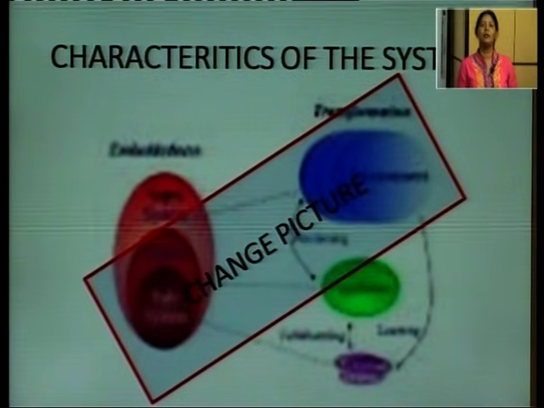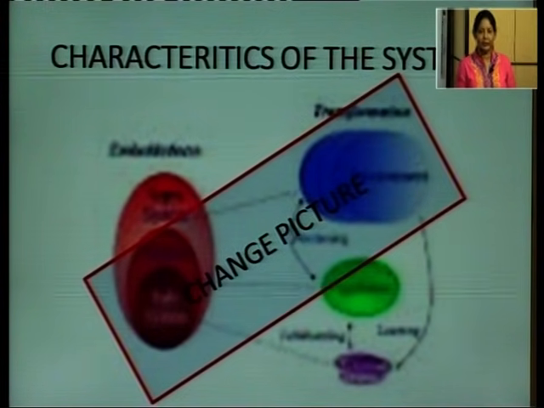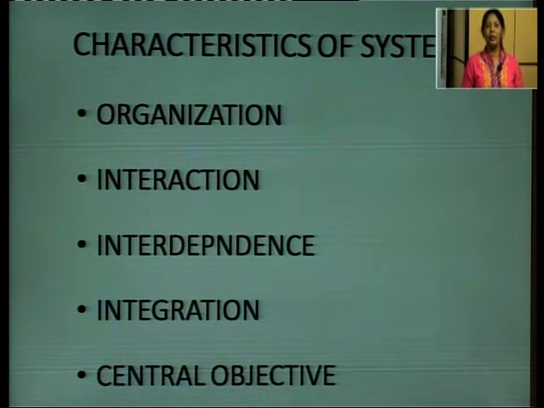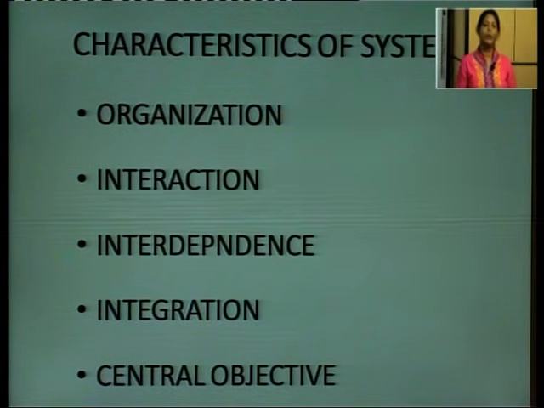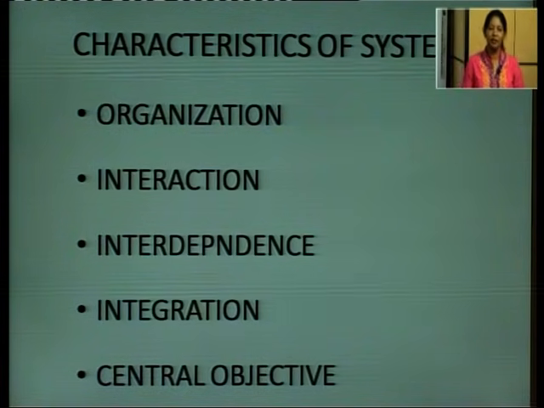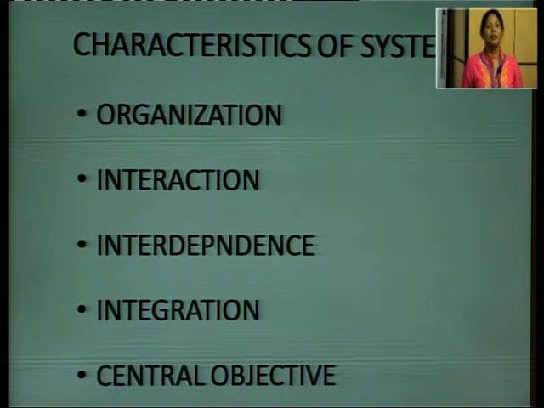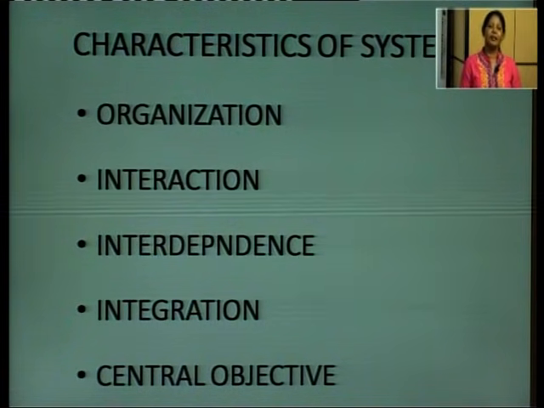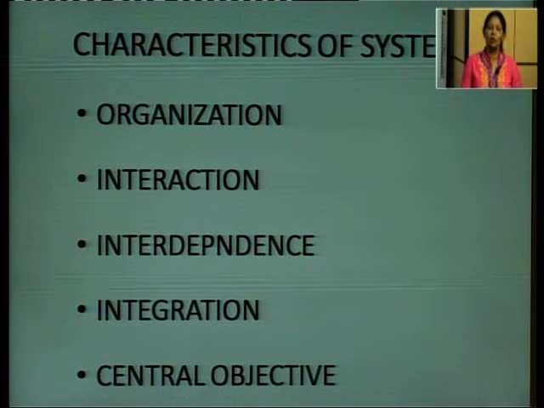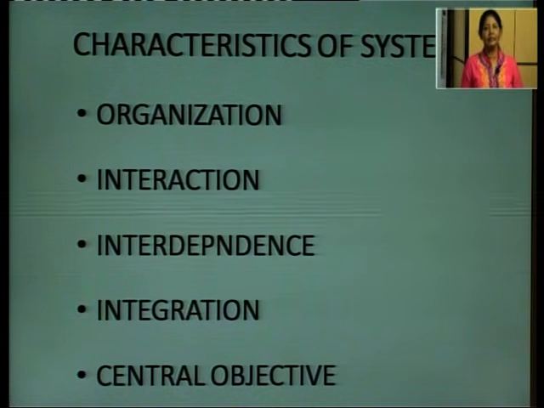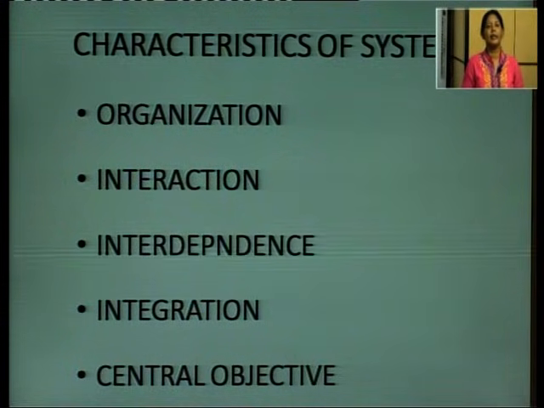So next, what are the characteristics of the system? There are some characteristics. First is organization, then interaction, interdependence, integration, and last but not least the central objective. Again, the characteristics of the system are organization, interaction, interdependence, integration and central objective.